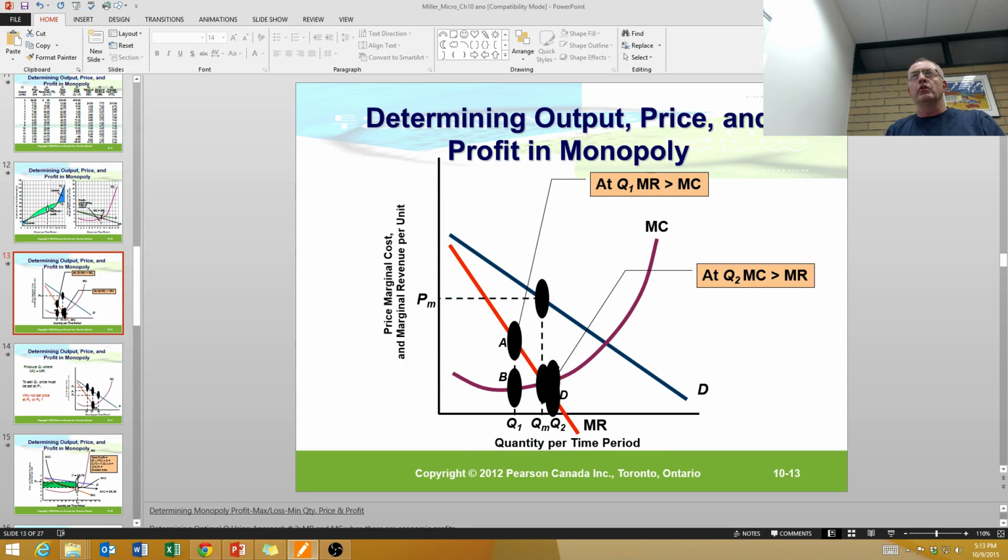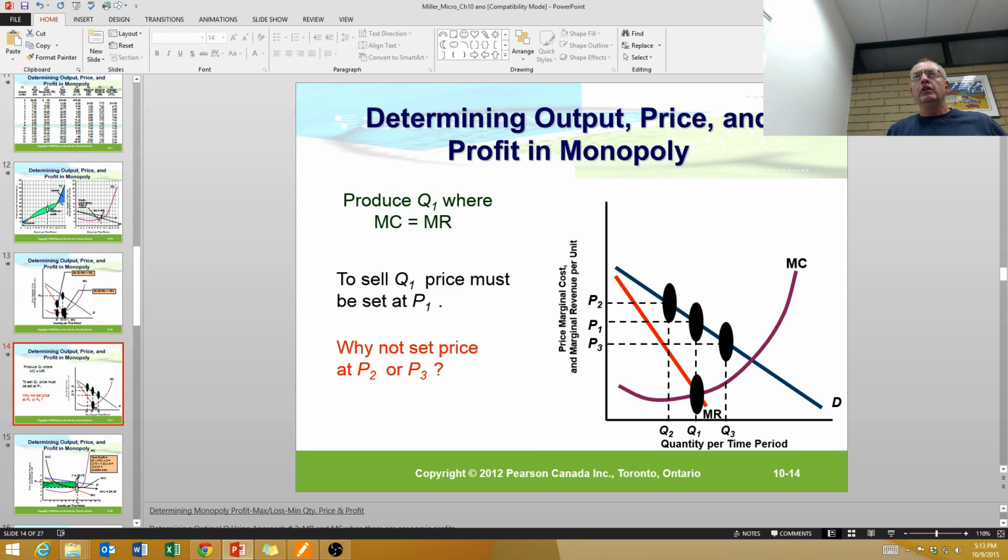Okay, so the profit maximizing level of output depends on both quantity and price. So we're going to say that our profit maximizing output is where marginal revenue equals marginal cost. Here's marginal revenue, the red line, marginal cost is this purple line, and here's our profit maximizing quantity, and the corresponding price is here.